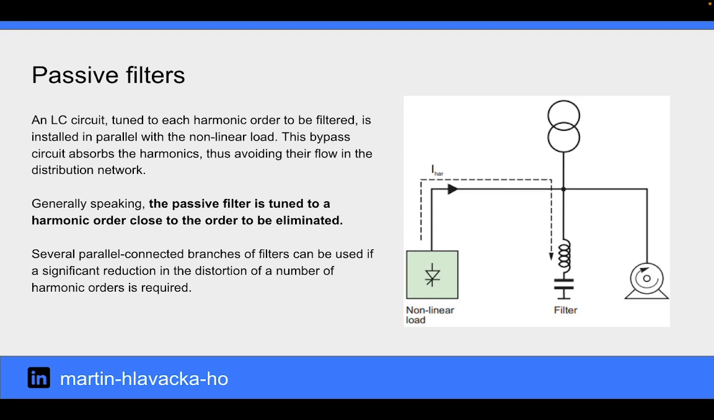The passive filter is installed in parallel with the nonlinear load. This bypass circuit absorbs harmonics, thus preventing their flow into the distribution network. Generally speaking, the passive filter is tuned to a harmonic order close to the order to be removed. Multiple filter branches connected in parallel can be used if a significant reduction in distortion of various harmonic orders is required.